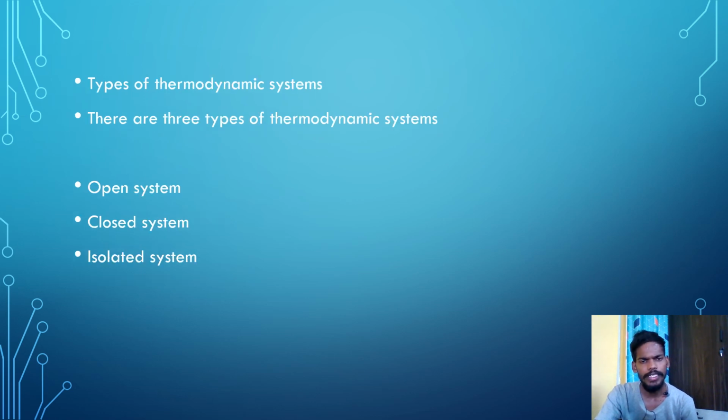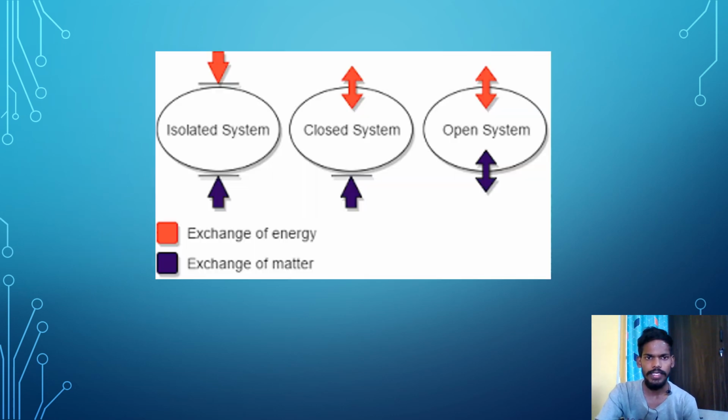Types of thermodynamic systems. There are three types of thermodynamic systems: open system, closed system, and isolated system. This is the diagram of the isolated, closed, and open systems.